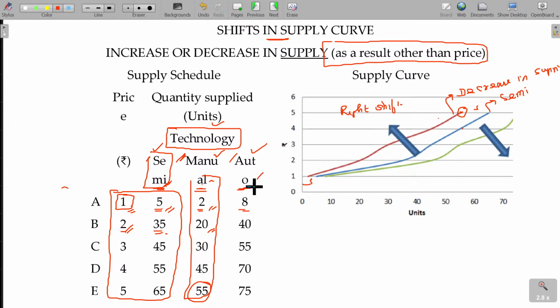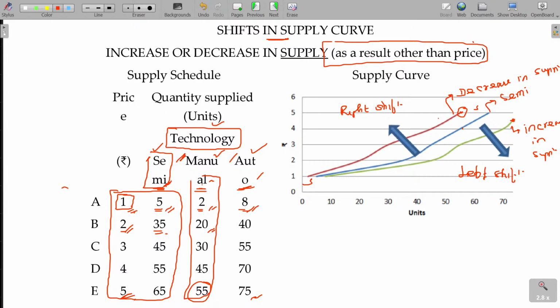When I use the automated machine, for 1 rupee I am able to supply 8, and for 5 rupees I am able to supply 75, the maximum possible only due to automated machines. So the green color is for an increase in supply. Due to an increase in supply, the curve will shift to the left side. Is that okay? Left shift.